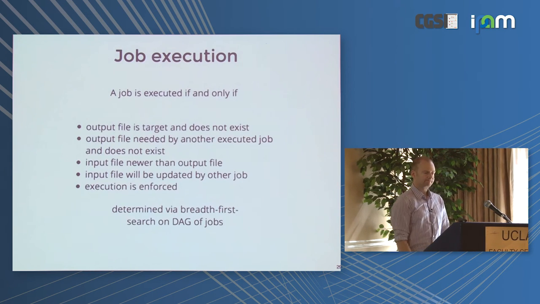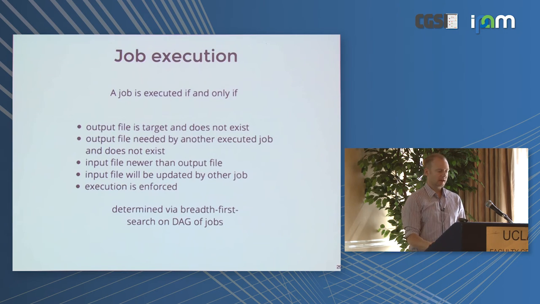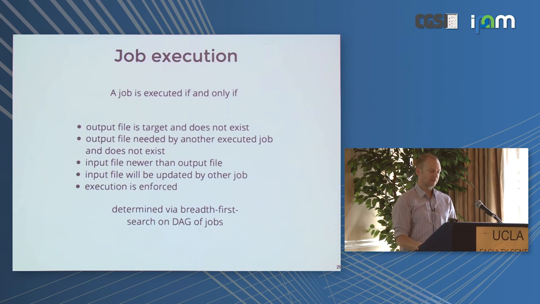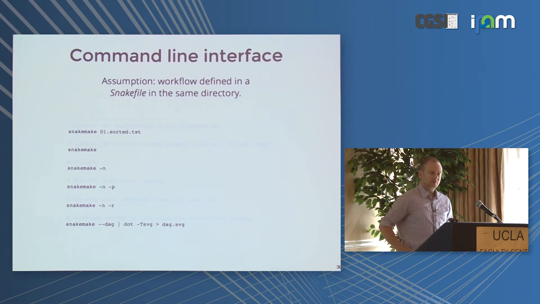Okay, so when is a job executed? A job is executed if and only if the output file is a target file and does not exist, or if the output file is needed by another executed job, so recursively, and does not exist, or if the input file is newer than the output file, so you have to regenerate the output file because it's outdated, and so on. Everything very logical and natural. And which of the jobs have to be executed is determined by a breadth first search on a directed acyclic graph of jobs.